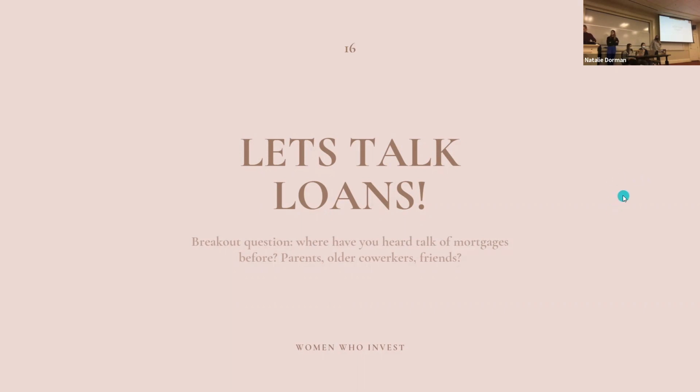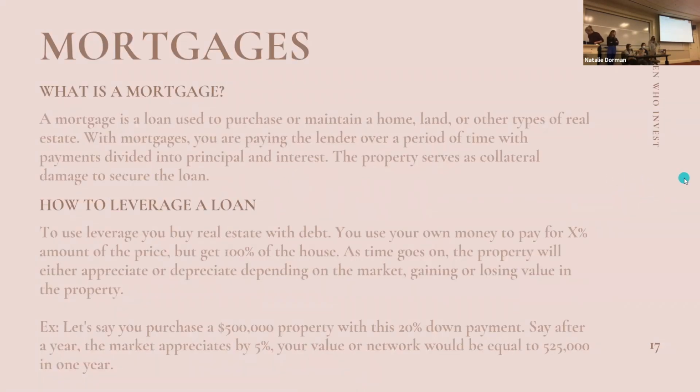Yeah, so exactly, a mortgage is a loan that's used for real estate, buying and maintaining houses. Basically you're putting down a down payment and then the property serves as collateral. Because it's a loan, it's a way to leverage, kind of like investing but with real estate. You're buying a house with debt, putting X% down on the house and getting 100% of the house.